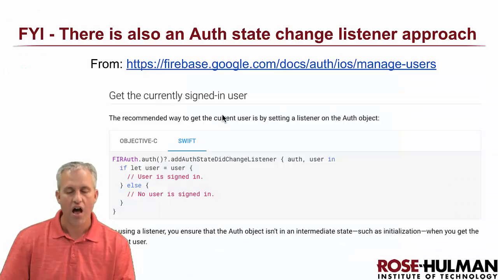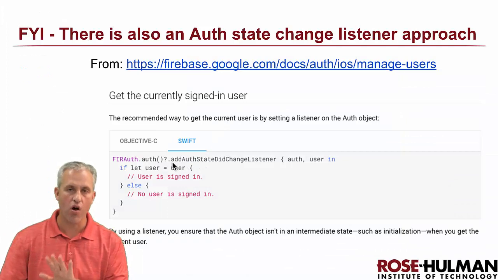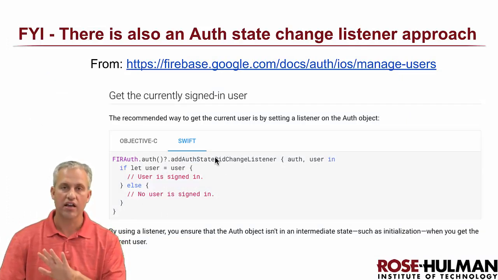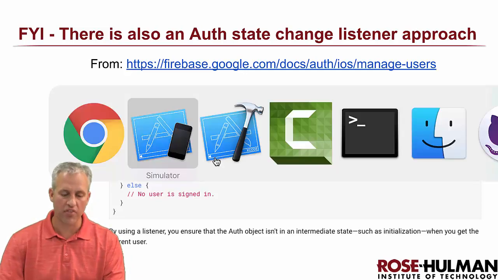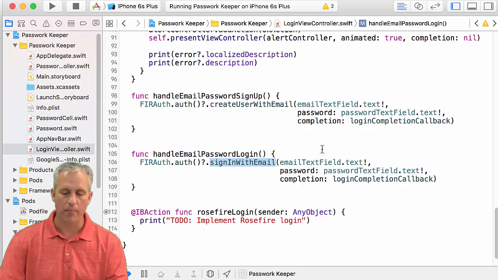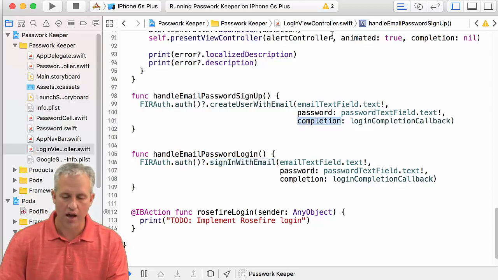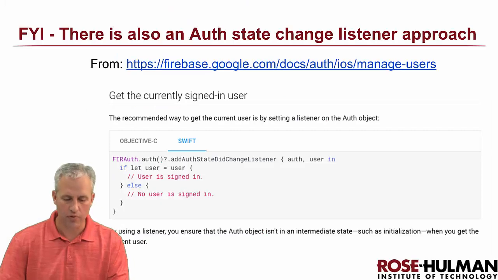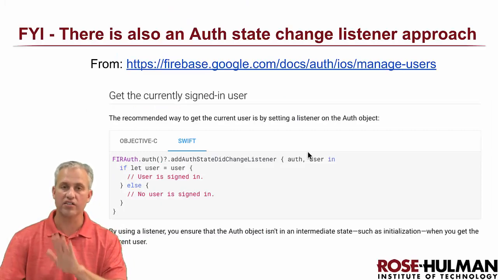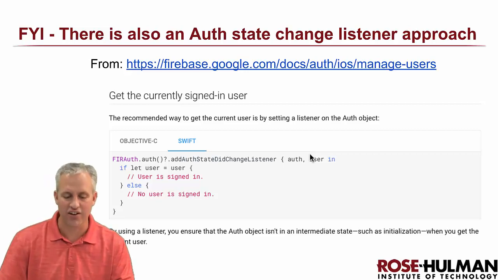Yes. I also wanted to mention that there's also a thing called an Auth state change listener. You could use that instead of some of the things that we're doing. So we're doing everything with the completion handlers, but there's kind of another way you can do it. Pros and cons of different approaches. I just wanted you to know that that existed so that when you see it, you're not shocked. In fact, you'll see it in a later unit.